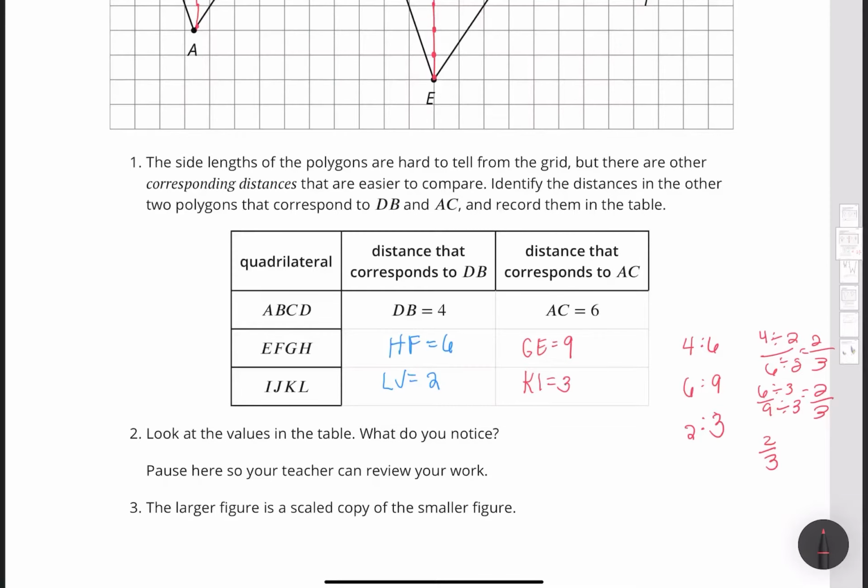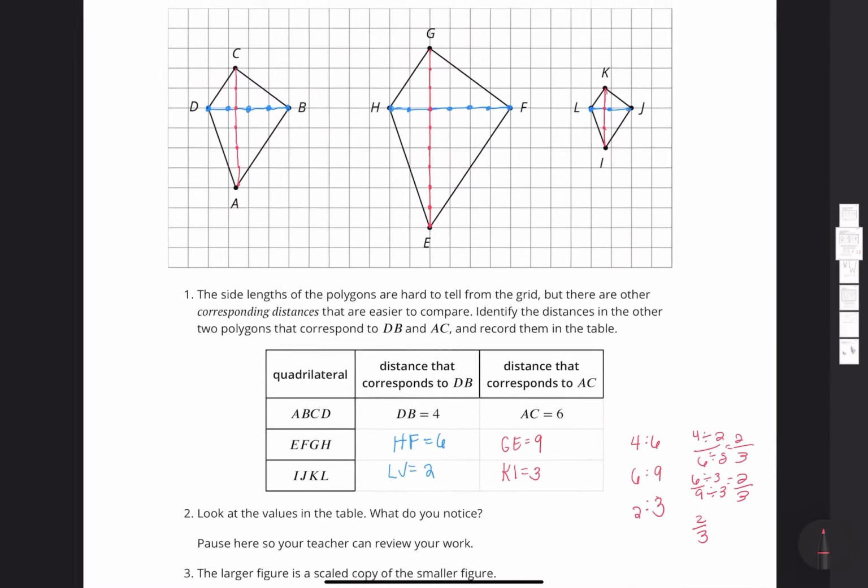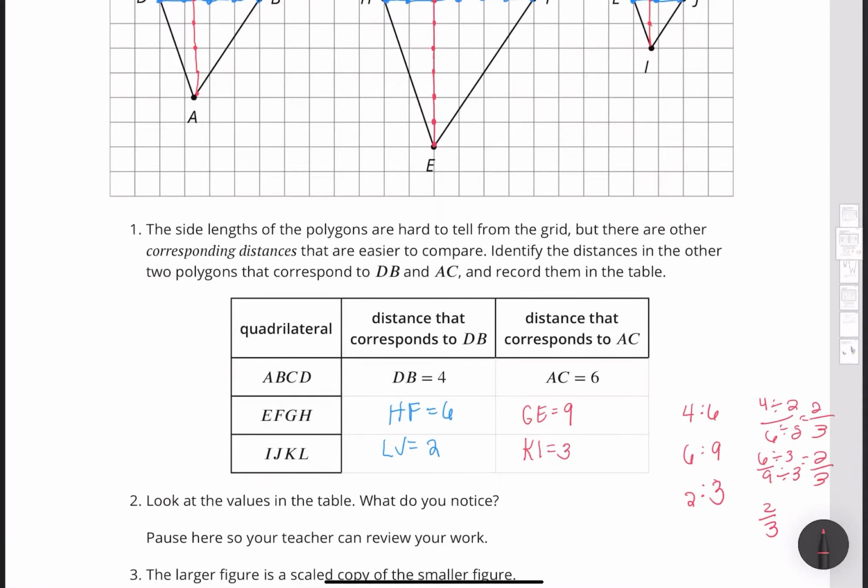And it says the larger figure is a scale copy of the smaller figure. So if you notice that all of them reduce down to the same ratio, which means that they have the same scale factor. Anytime an object or a figure or a polygon has the same scale factor, or it reduces down to the same ratio, that means that it is a correct scale copy.